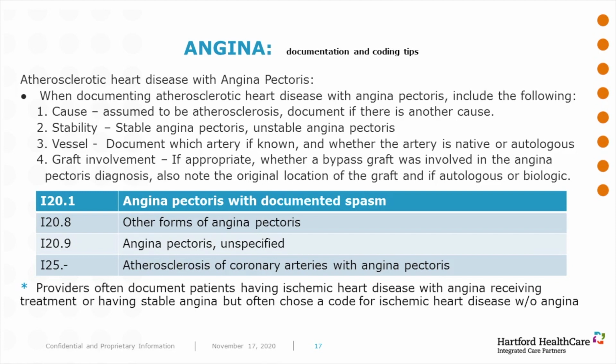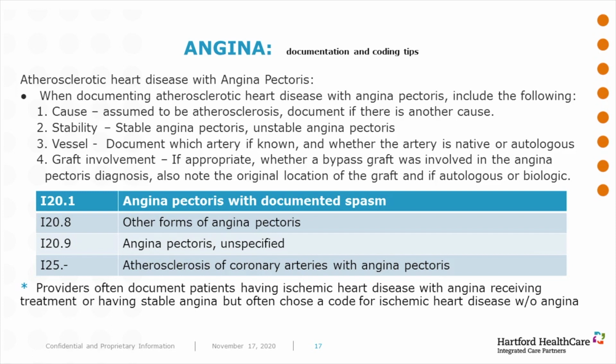Heart disease with angina pectoris documentation should include the following. Cause, assumed to be arteriosclerosis, of course. Document if there is any other cause. Stability, stable angina pectoris or unstable angina pectoris. Vessel, document which artery, if known, and whether the artery is native or autologous. And, of course, graft involvement.